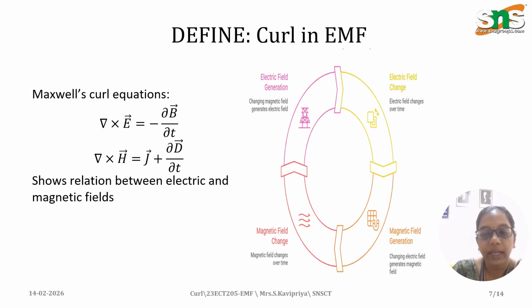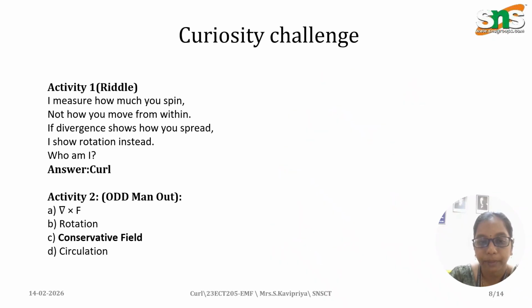And next, curl in electromagnetic field. When we apply curl to the electric field intensity, we get the negative of the partial derivative of magnetic flux density. When we apply curl to the magnetic field intensity, we get the current density plus the partial derivative of electric flux density. This gives a relationship between the electric and magnetic fields.